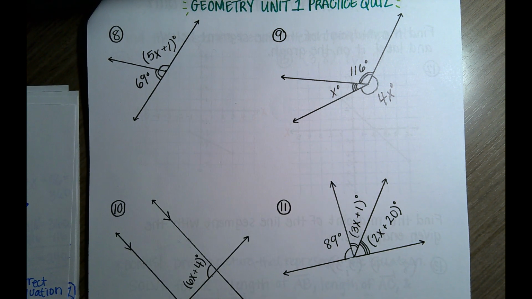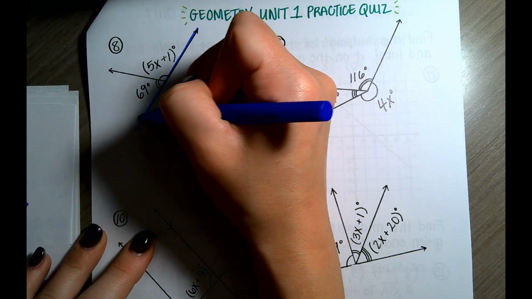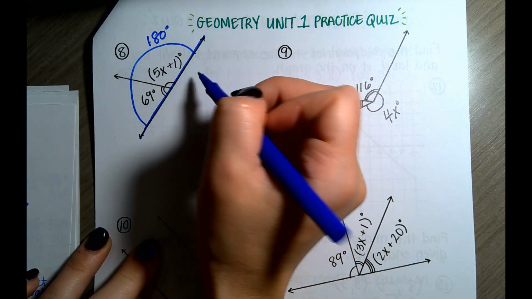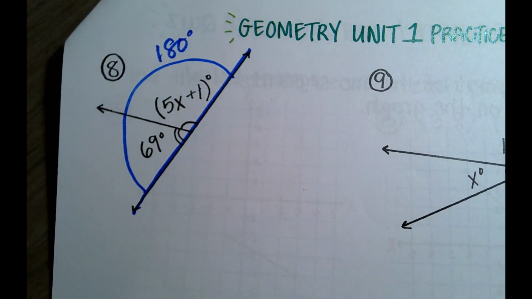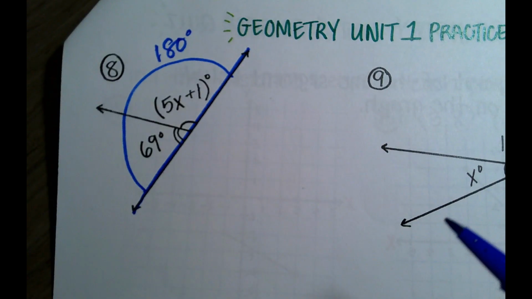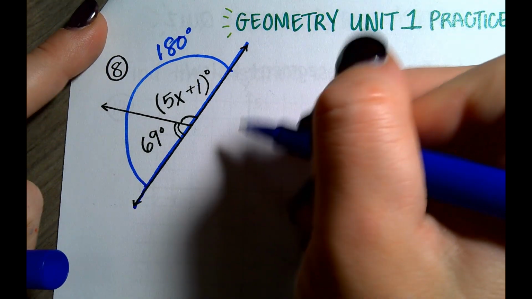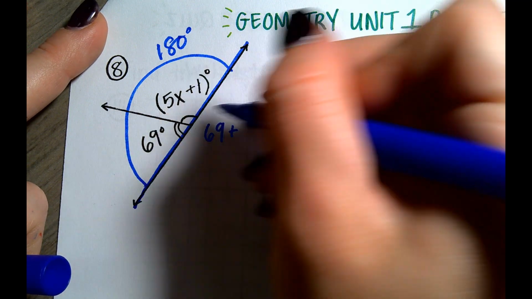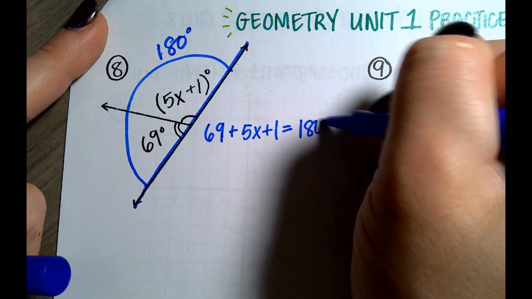That one equals 180. Yes. How do you know? It's a straight line. Yes. These 2 angles form a straight line. So they form 180 degrees, meaning they will add up to 180. So, what equation should I write? 69 plus 5x plus 1 equals 180. Good. 69 plus 5x plus 1 equals 180.